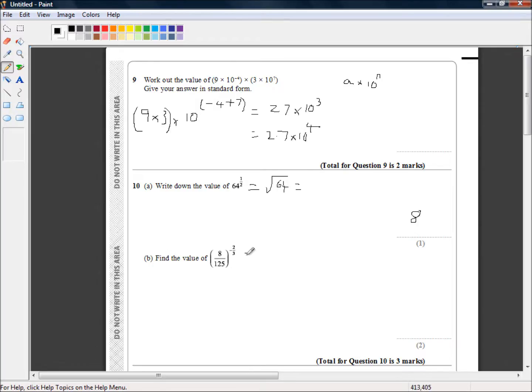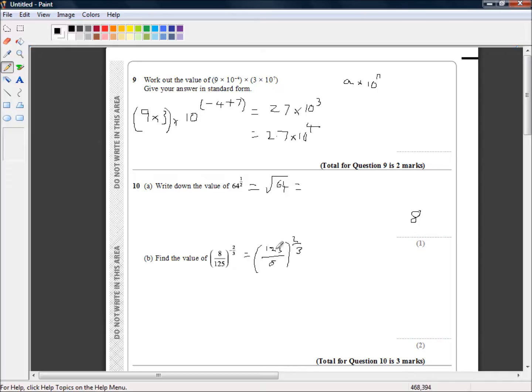So this is equal to 125 divided by 8 all to the power of positive 2 over 3. Now again, with our fractional indices, this is the same as 2 times 1/3, and 1/3 is the cube root, and raised to the power 2 is squared. So this is actually the cube root of 125 over 8 all squared.